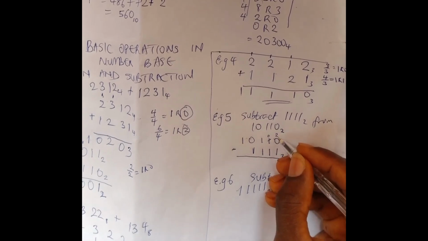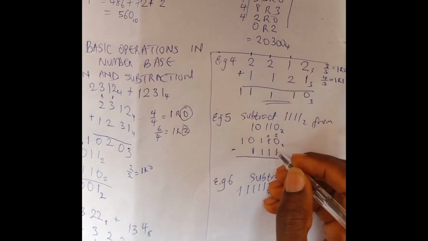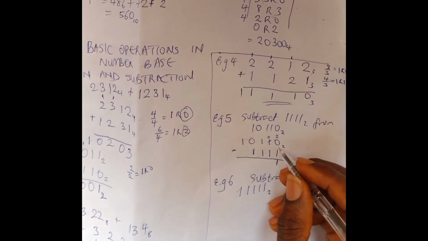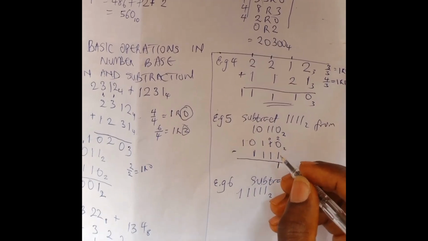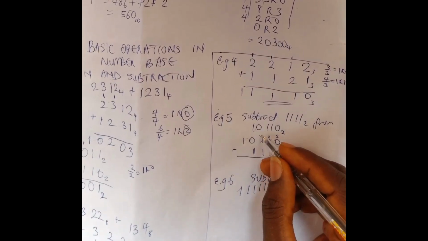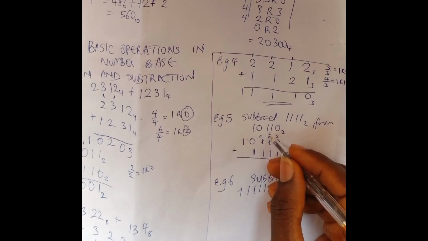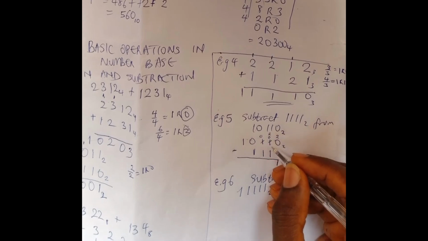Now 2 plus 0 is 2. 2 minus 1 is 1. Remember, any answer you're getting here must not be higher than the base. So 0 minus 1 is also impossible. Borrow 1 from here, turn to 0. The one I'm supposed to add here will turn to 2. So 2 plus 0 is 2. 2 minus 1 is 1.